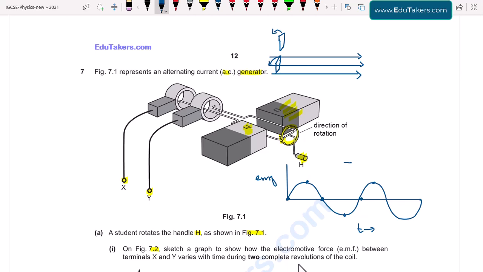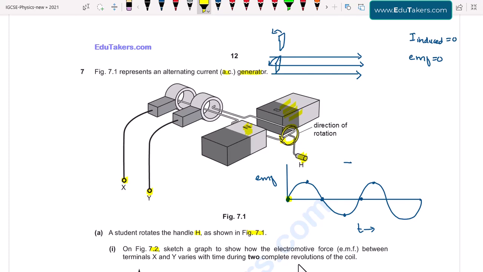It means that when there is no cutting of magnetic field lines, the induced current will be equal to 0. As a result, the EMF will be equal to 0. It means that when I place the coil in vertical position to the magnetic field, then the EMF will be equal to 0, which is represented by this point.